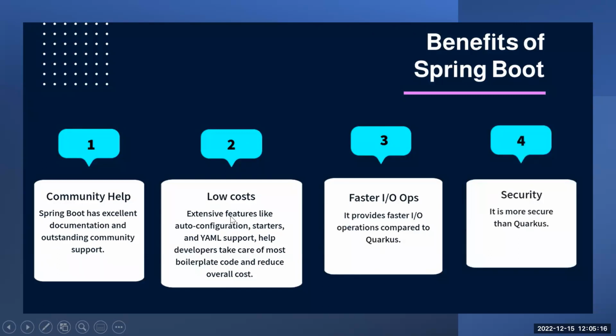It has low costs, extensive features like auto configuration, starters, and YAML support. It helps developers take care of most of the boilerplate coding and reduces overall costs. But coming to the boilerplate coding part, Quarkus also provides a similar feature. So I would not give Spring Boot a real win here, but yes, this is a benefit of using Spring Boot. Spring Boot has faster input and output operations compared to Quarkus.